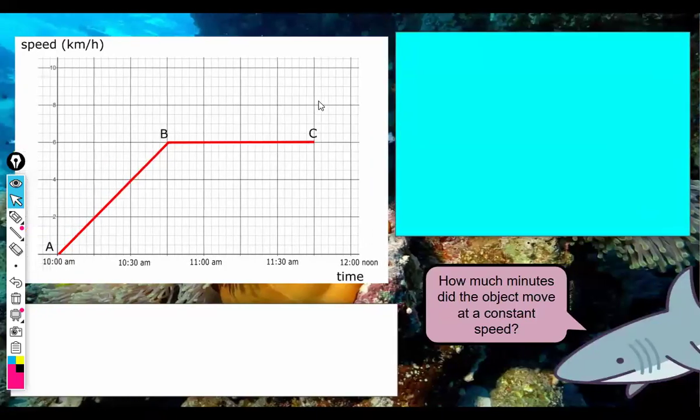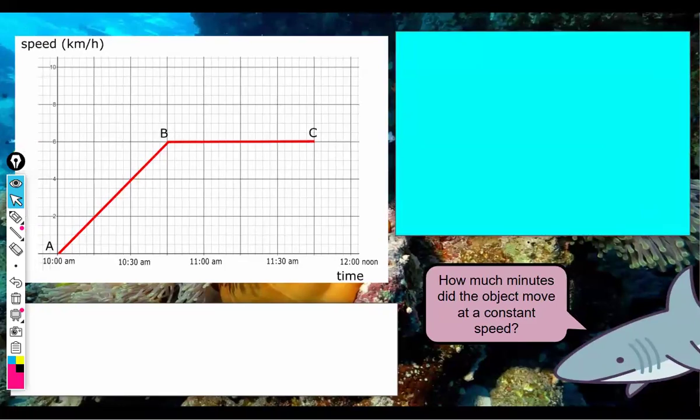Let's see what's going on here. How many minutes did the object move at a constant speed? All right. Oh, this is a brand new graph. This is a brand new graph. Now, look at the x-axis here, right? The x-axis, they gave you the time like on a clock, right? When you're telling time now, 8 o'clock, 8:30, and whatnot.